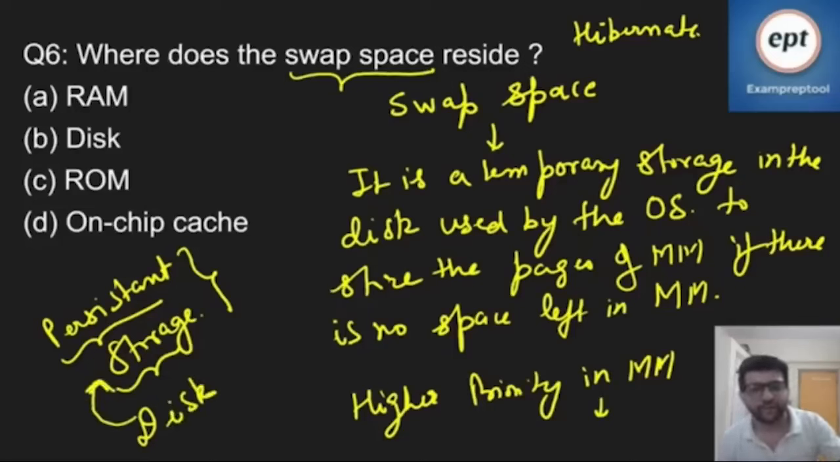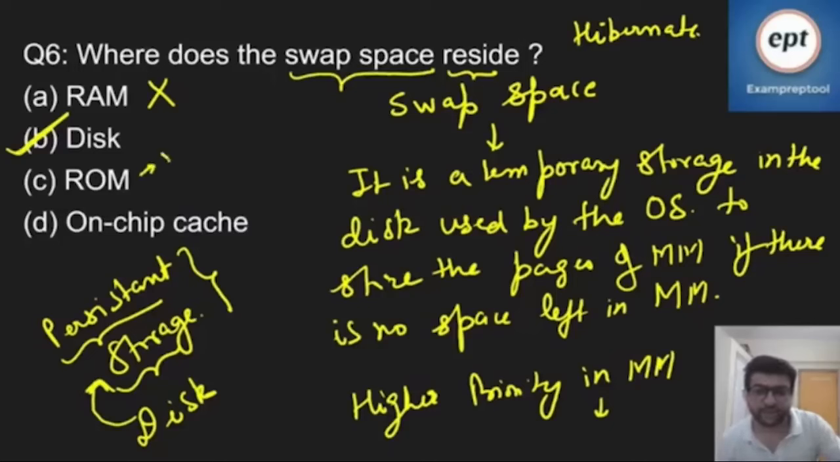So let's see the options. Where does the swap space reside? If we try to keep it in the RAM, then we will not have persistent storage, right? So the answer RAM is not correct. Yes, we store the swap space in the disk. We cannot store the swap space in the ROM.